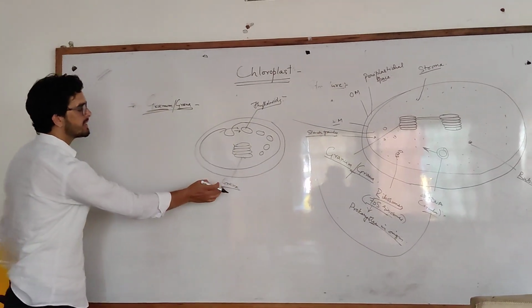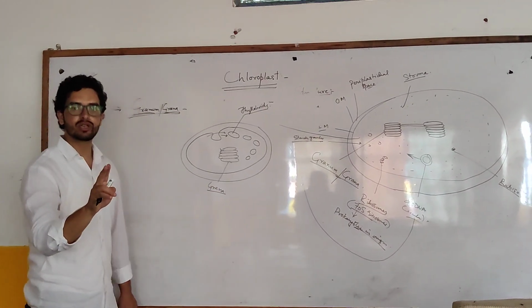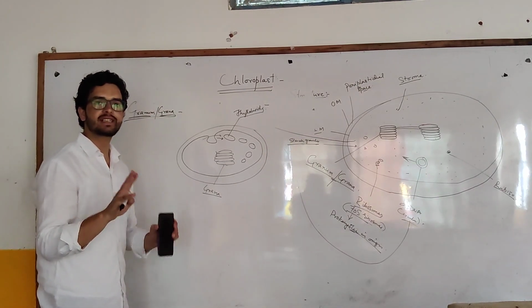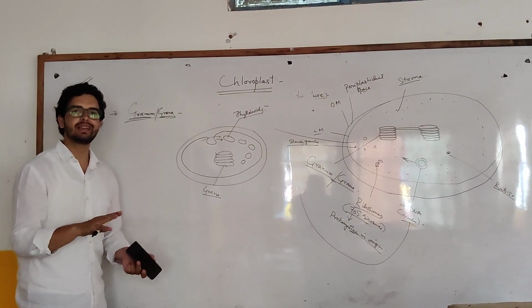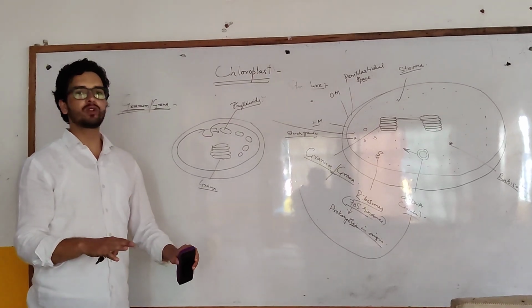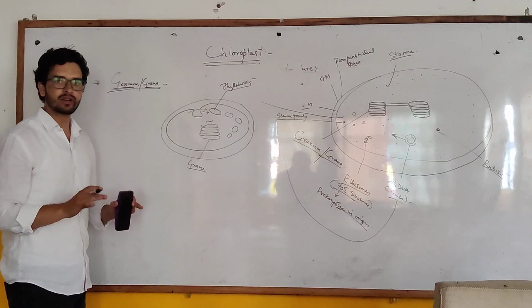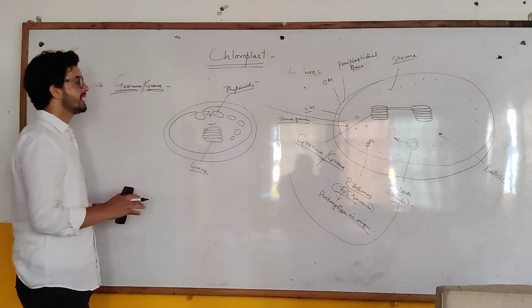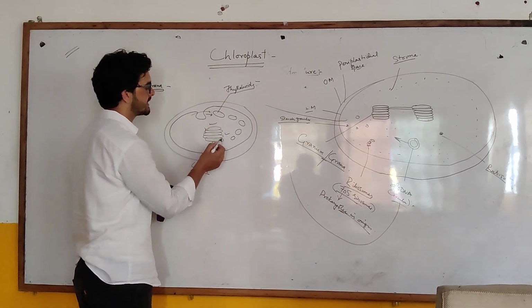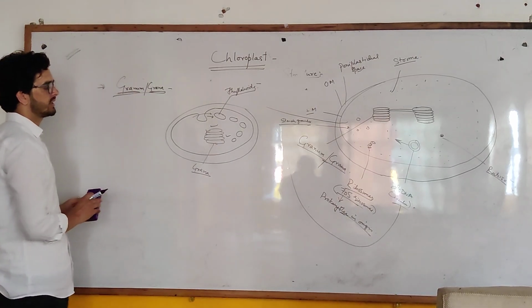And on the basis of this granum, chloroplasts are actually of two types. One is granular and the other is agranular. That type of chloroplast which shows the presence of granum is known as granular, and which shows the absence of granum is known as agranular.